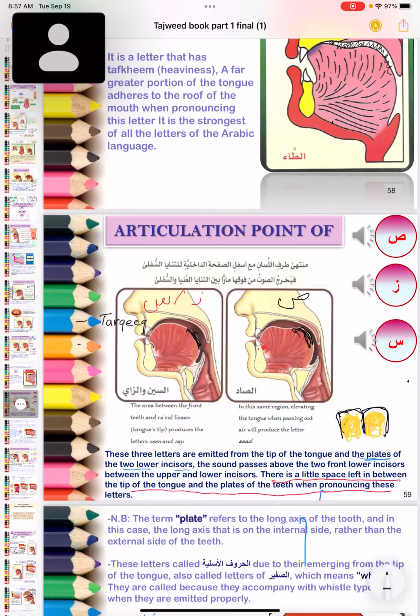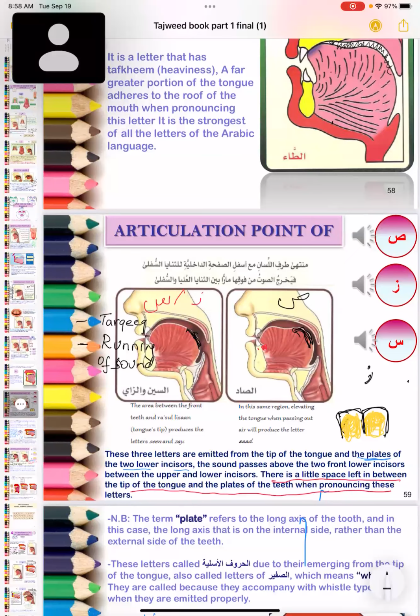Okay. What else do I notice? In both these letters, Zai and Sin, there is running of sound. Why? There's no imprisonment here. There's a gap between the tip of the tongue and the plates of the teeth, and there is running of sound. No imprisonment of sound, right? So there is running of sound in both Zai and Sin. Okay, what is the difference between Zai and Sin? They have these two similarities, but there is one big major difference between Zai and Sin.